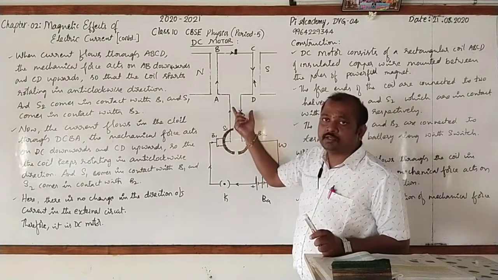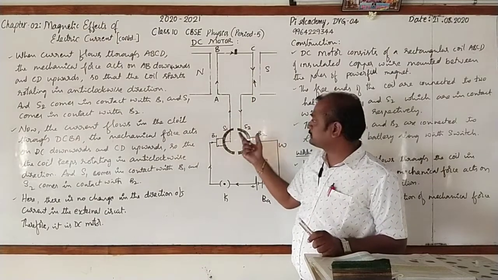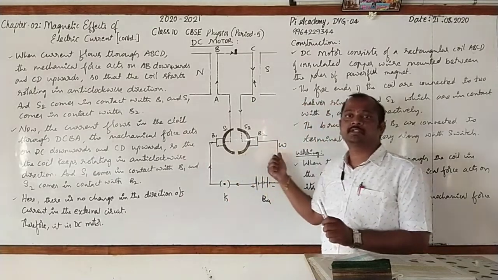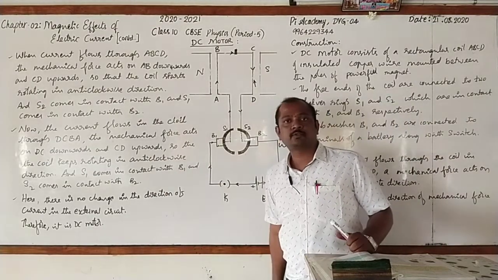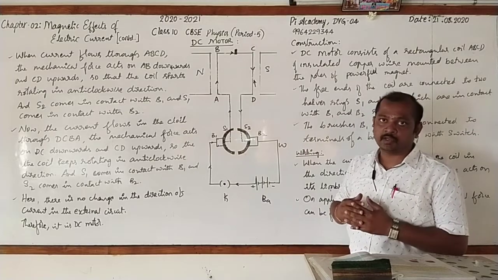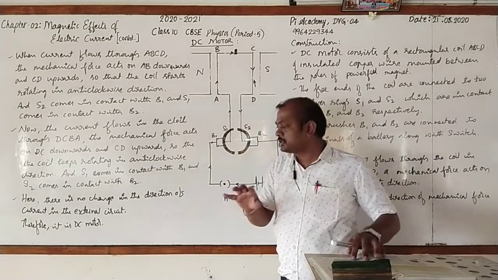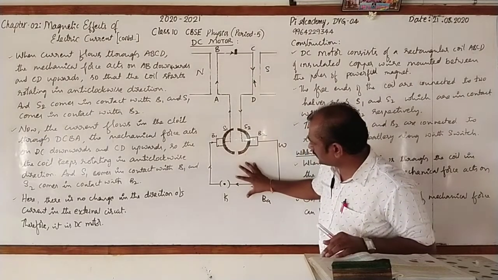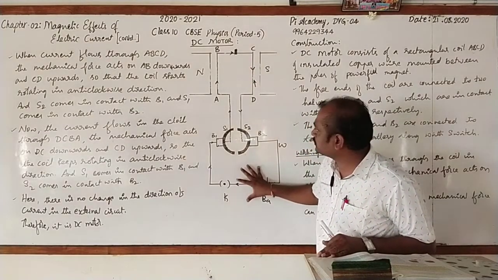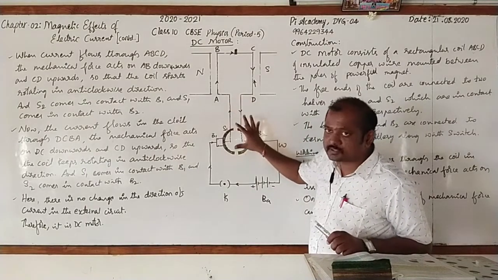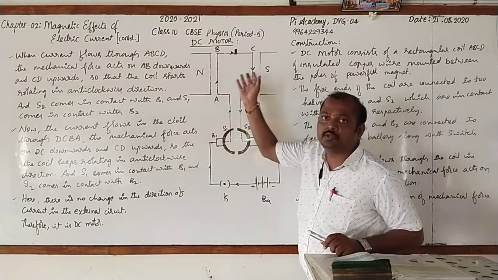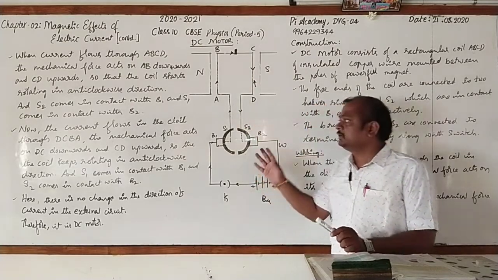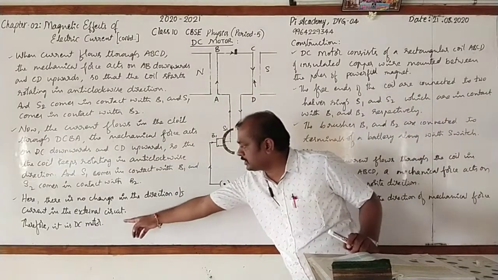The direction of current keeps changing in the coil. It is because of the split rings, but there is no change in the direction of current in the external circuit. So that is why it is called a DC motor. See, a motor converts electrical energy into mechanical energy. Whatever current we make to flow, this current will make the coil rotate in the same direction. Clear? Yes. So this is the procedure up to here.